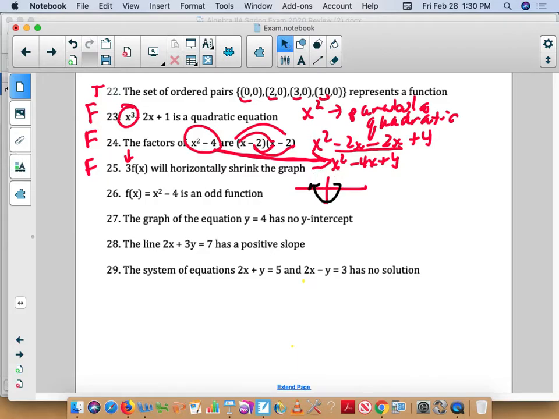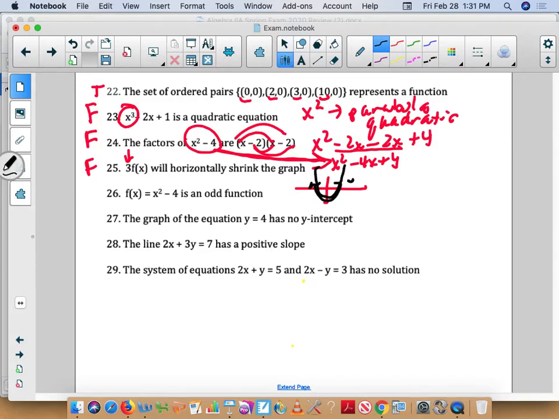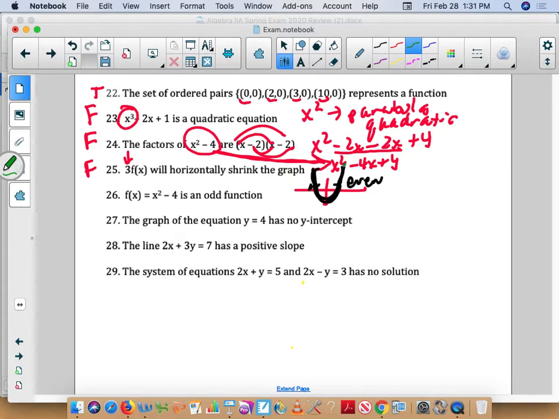And you probably need a reminder of what an even function is, and an odd function. An even function looks like this. This one is actually even. Whatever's over here is also over here. That's even. So this one is not odd, this one is false.